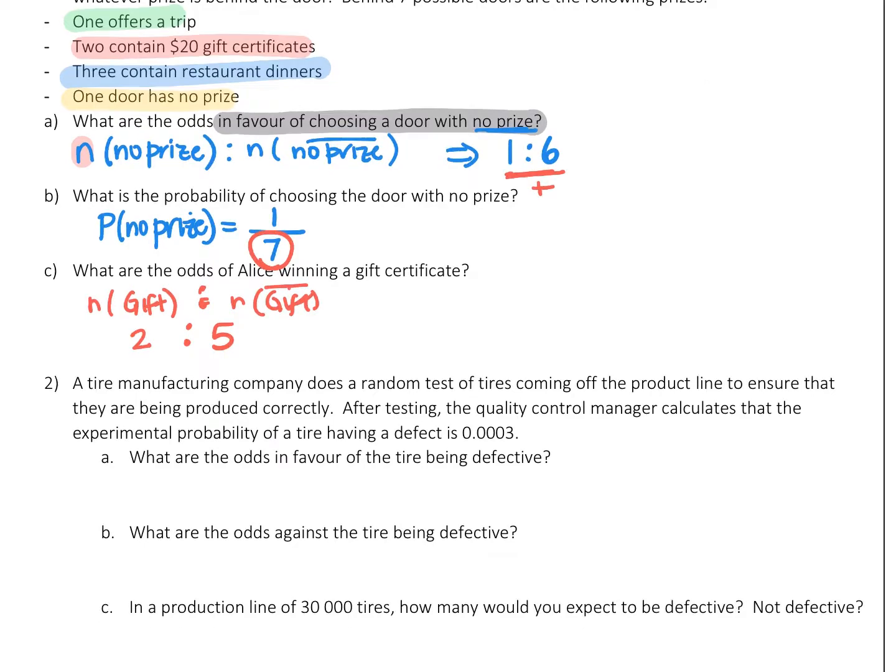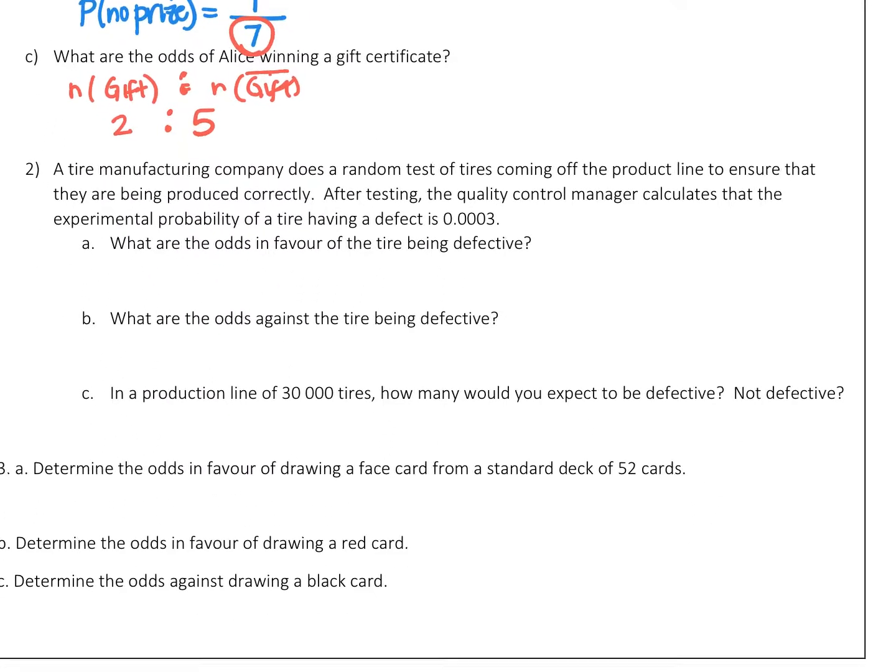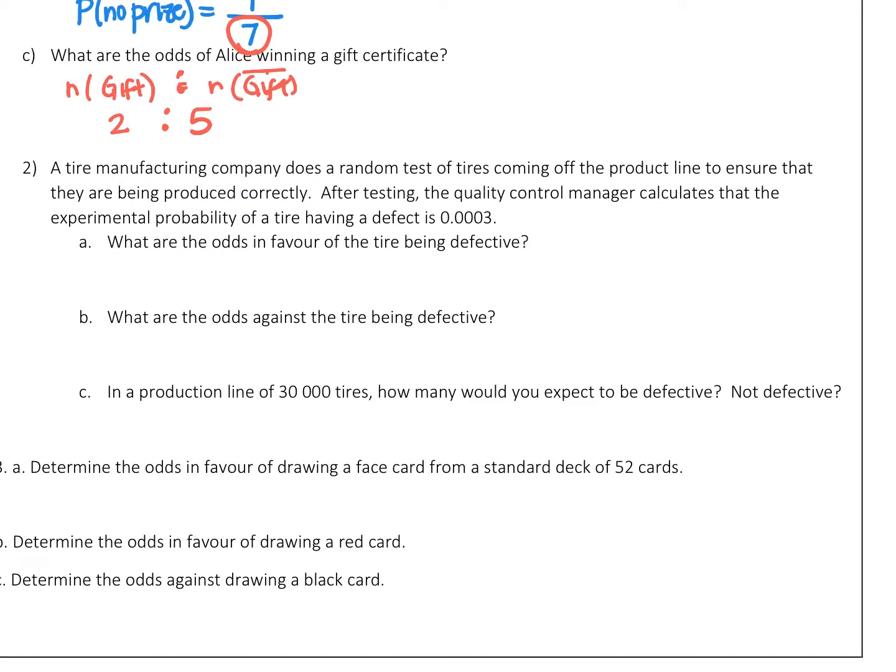Okay. Example number 2 says a tire manufacturing company does a random test of tires coming off the product line to ensure that they are being produced correctly. After testing, the quality control manager calculates the experimental probability of a tire having a defect is 0.0003. So it's giving you it as a probability. So we're going to have to use that first formula, not the second. Okay, so what are the odds in favor of the tire being defective?